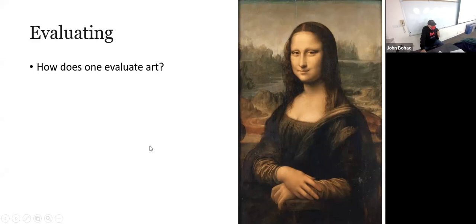Here is the most puzzling question of all. How does one evaluate art? Well, you can go to the history of art, look at the textbook. If it's in there, it's good. If it's not in there, it's bad. But I don't know if that would be accurate. And there certainly are reasons why these particular works appear. But how does one evaluate art?